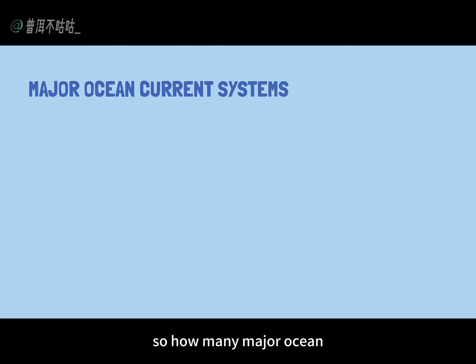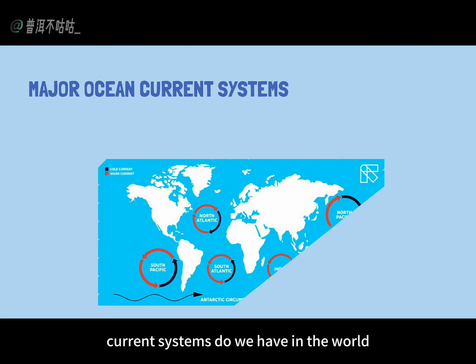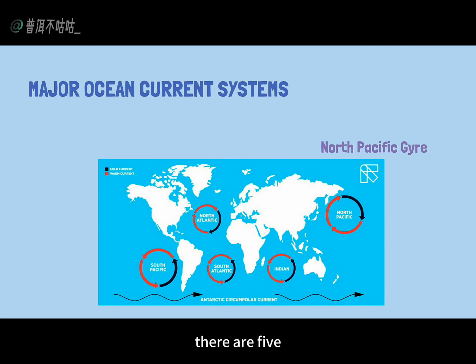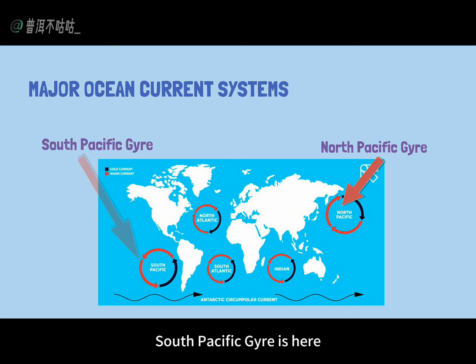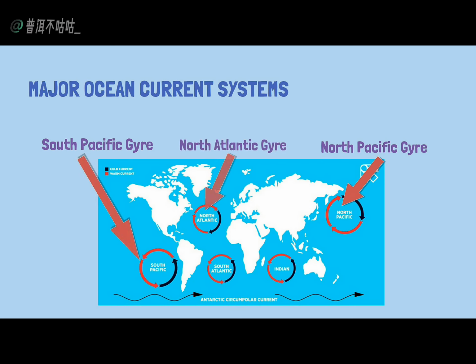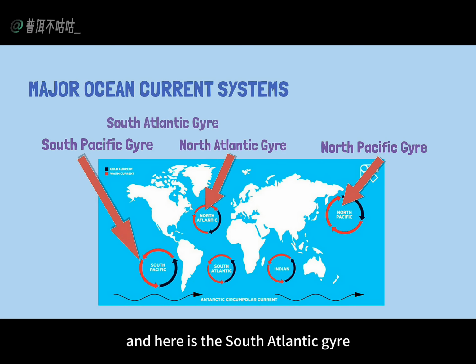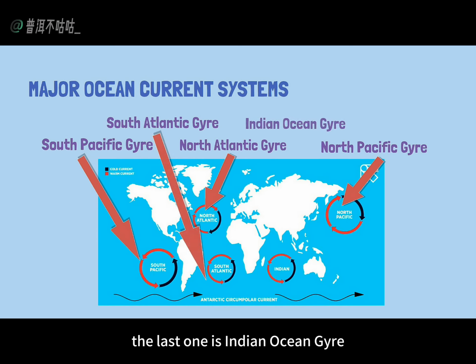So, how many major ocean current systems do we have in the world? There are 5. North Pacific Gyre is here. South Pacific Gyre is here. North Atlantic Gyre. And here is the South Atlantic Gyre. The last one is Indian Ocean Gyre.